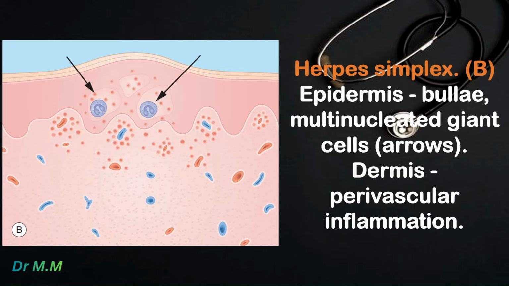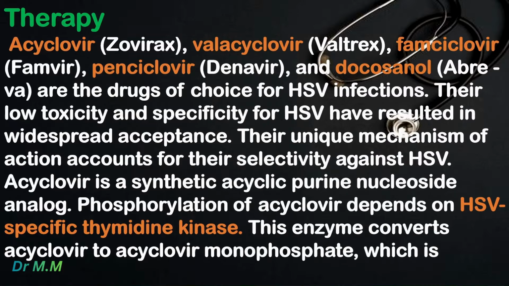Herpes simplex: epidermal bulla with multinucleated giant cells, shown with arrows, and in the dermis we can see perivascular inflammation. Therapy: acyclovir, valacyclovir, famciclovir, penciclovir, and docosanol are the drugs of choice for HSV infections. Their low toxicity and specificity for HSV have resulted in widespread acceptance. The unique mechanism of action accounts for the selectivity against HSV.